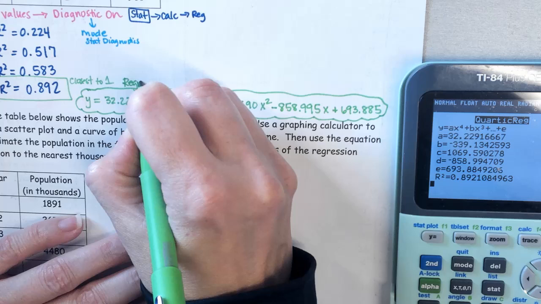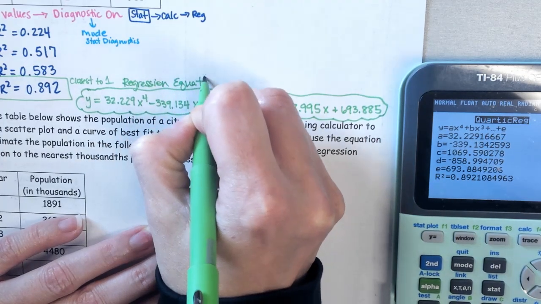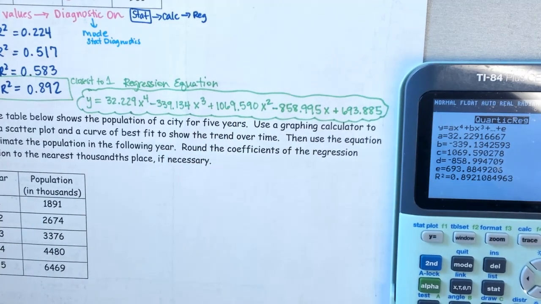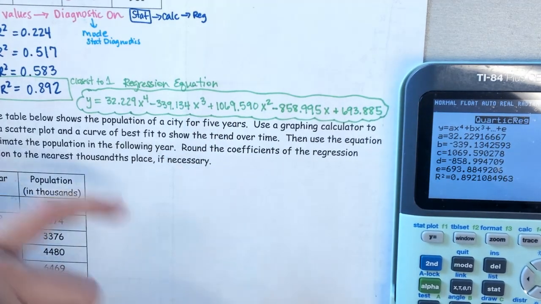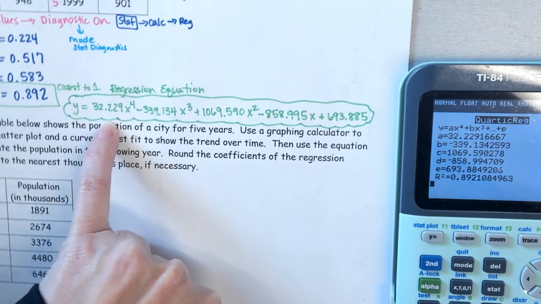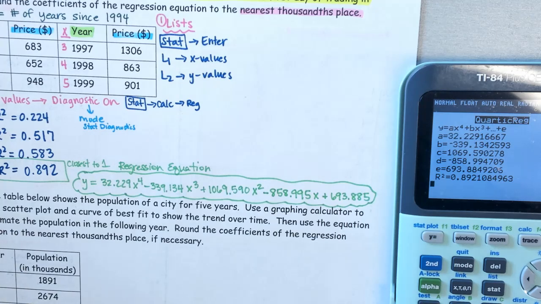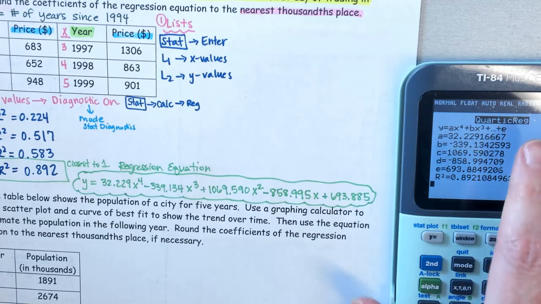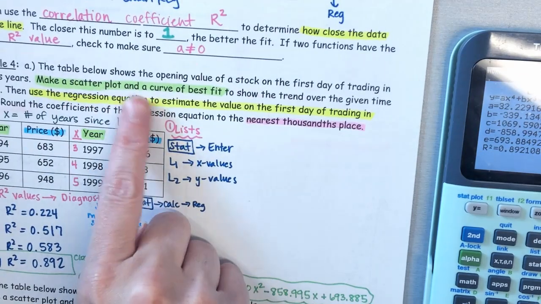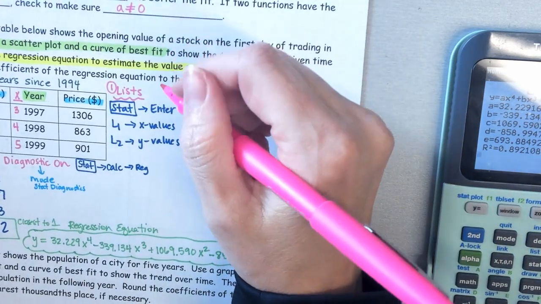Okay, so this is our regression equation. And pretty much this is the longest one you'll ever see because we're stopping at the quartic regs. Okay, and then all of those had rounded numbers. Okay, so just to refresh our memories, because we looked at this yesterday, it said to make a scatter plot and curve of best fit. So I'm going to show you how to do that on your graphing calculator.